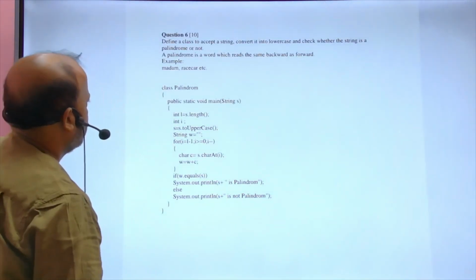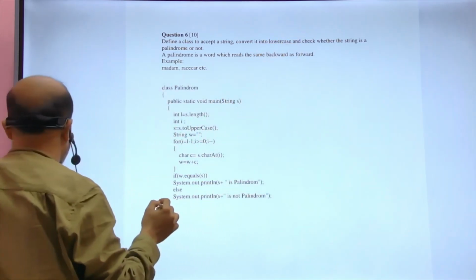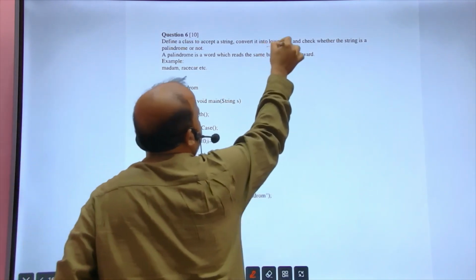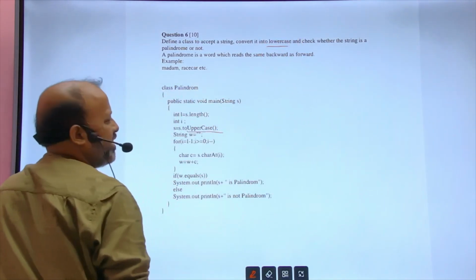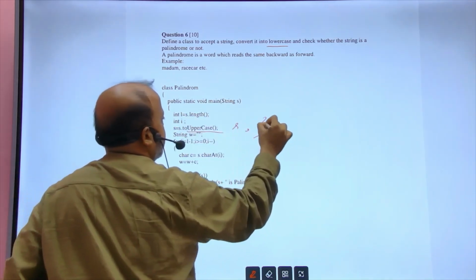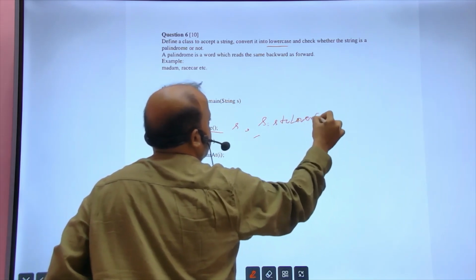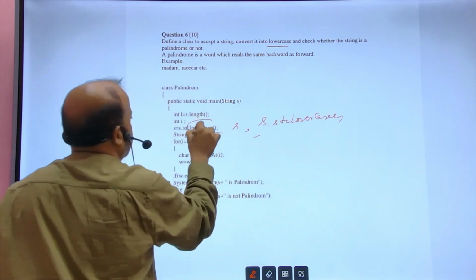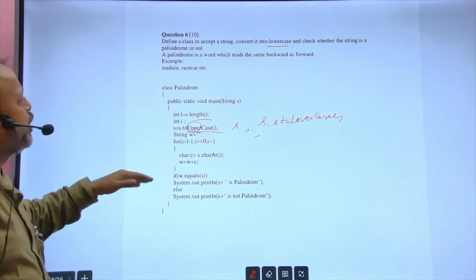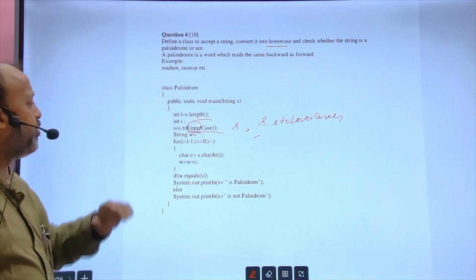Now, one mistake I have done. In the question it is given lowercase, and due to my mistake, instead of lowercase, I have done uppercase. So if you do this, your marks may be deducted. So you have to write here S equals S dot toLowerCase. This correction you should do. So whatever the question says, you need to follow that. Even if they give a different class name, you should use that class name. I have used Palindrome from my side.